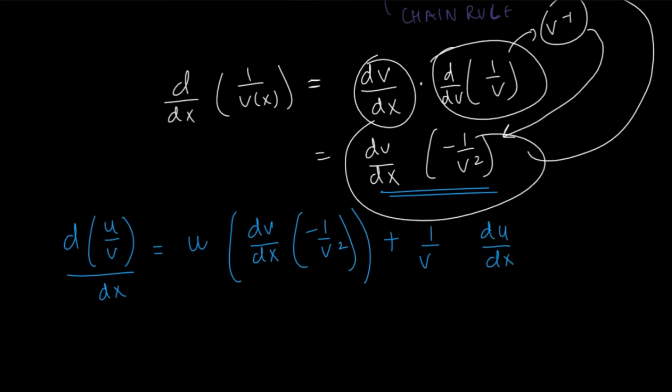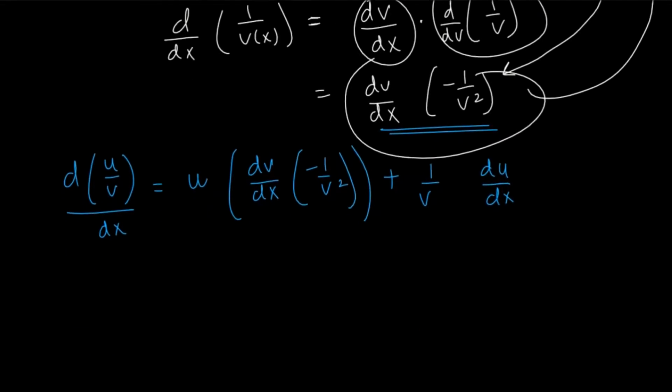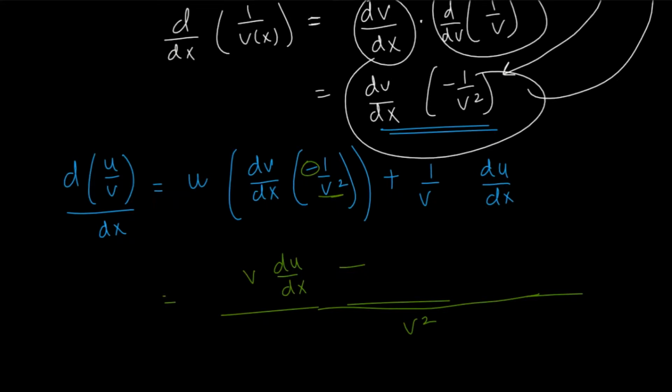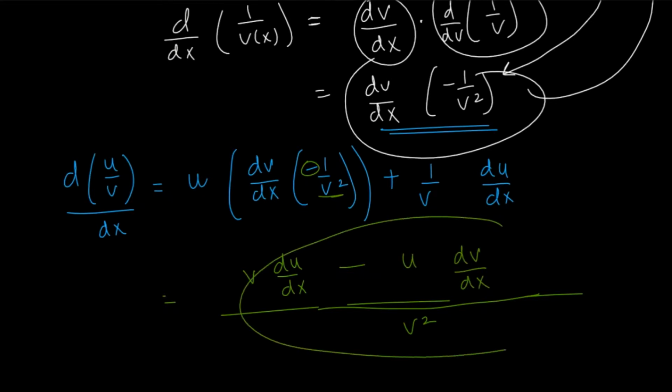And now what remains is, if you see that you can take v squared common out, so you can write this as v squared in the big denominator. You can write this as v times du over dx minus, this minus sign right here, minus u times dv over dx. And this is the derivative of this function.